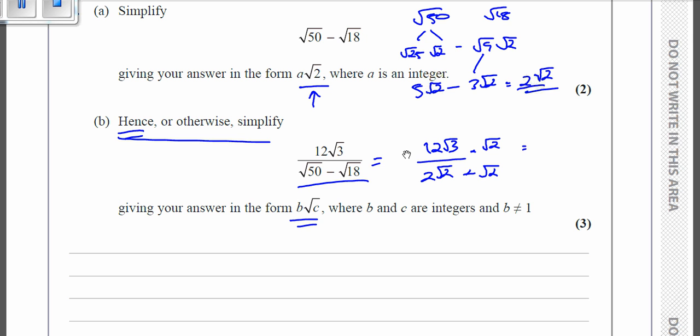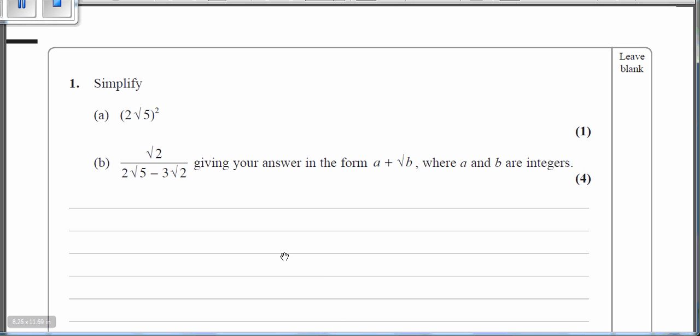So on the top you're going to have 12 root 6. On the bottom, root 2 times root 2 is 2. So that bit there is 2, and times that by the 2 that's already on the bottom, which is 4. So we've got 12 root 6 over 4. And if we simplify 12 over 4, that simply goes to 3. So 3 root 6. That's how to do the 2016 one.